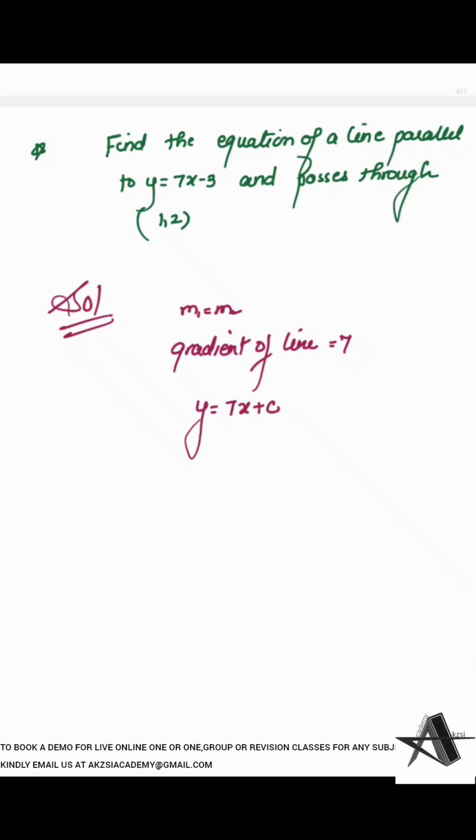It's the same as, if you remember, the condition we did when a gradient and one point are given. So this point is definitely going to satisfy it. I can substitute x as 1 and y as 2. So 2 equals 7 into 1 plus c, and c equals -5. So the final equation of the line is y equals 7x minus 5. Moving on to the next question.